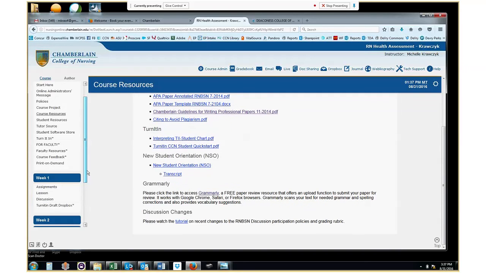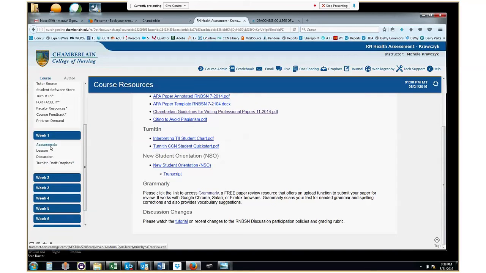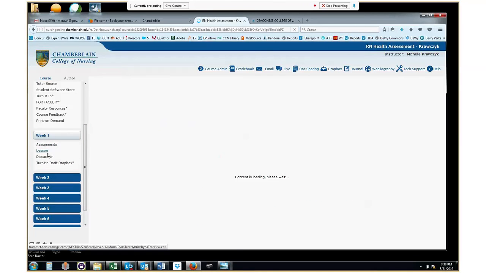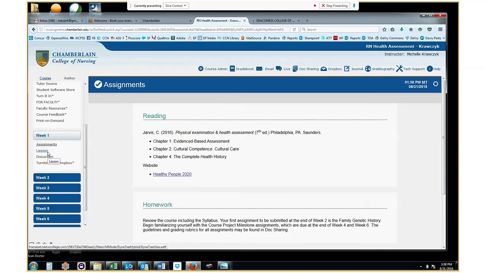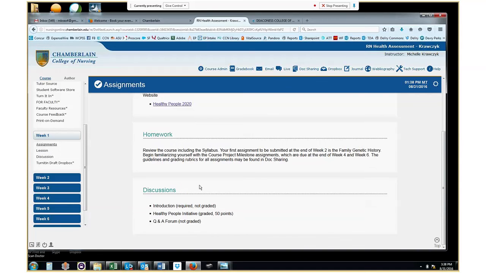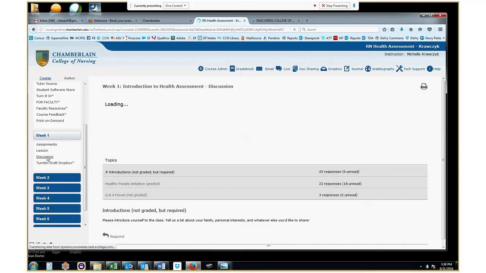Okay, just looking a little bit at this week. Here is what we have due this week. You have some chapters to read. Please review Healthy People 2020, and then we have two discussions. Of course, our threaded discussions this week. Actually, we don't have two. Well, we do have two.